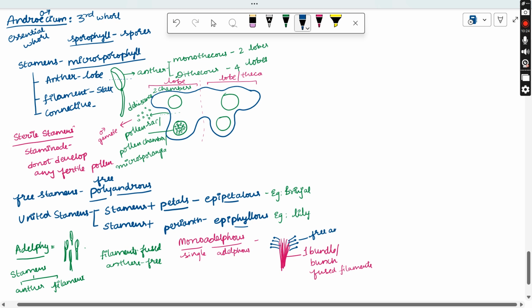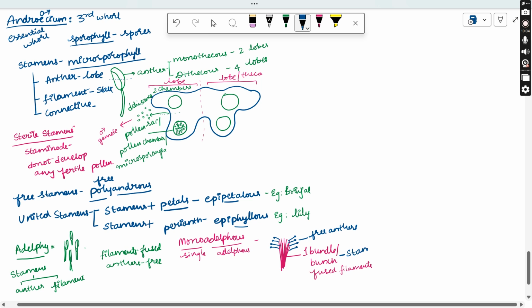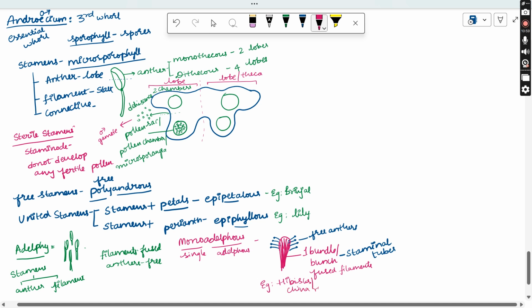So these are the free anthers, and here all the filaments are fused. These fused filaments are forming a tube-type structure, which we call the staminal tube, where all the filament parts of the stamens are fused. You can find this condition in hibiscus or the China rose. So this monodelphous condition can be seen in hibiscus or China rose.